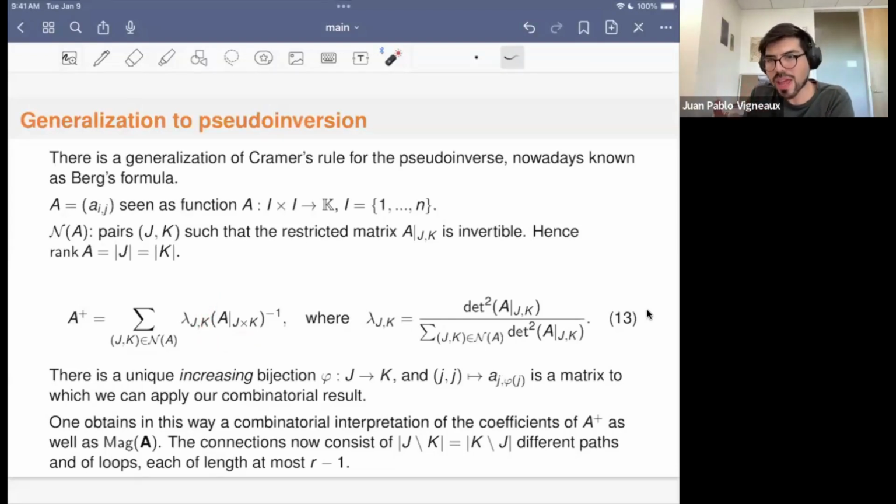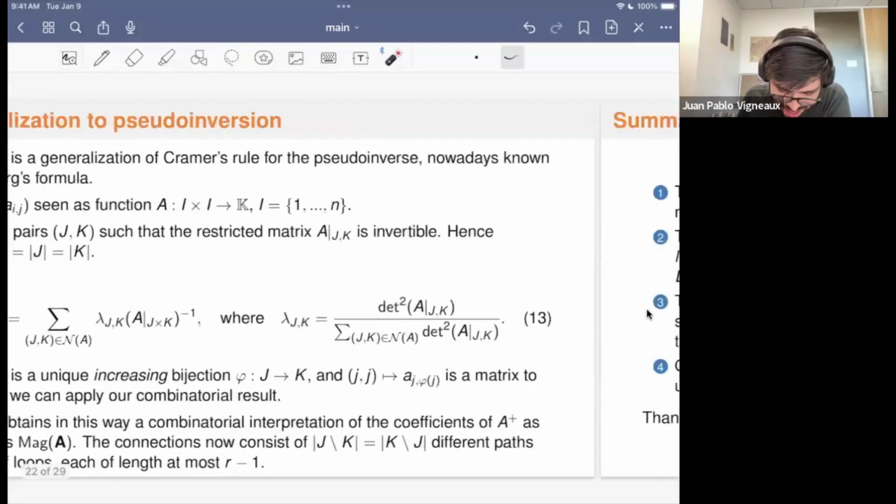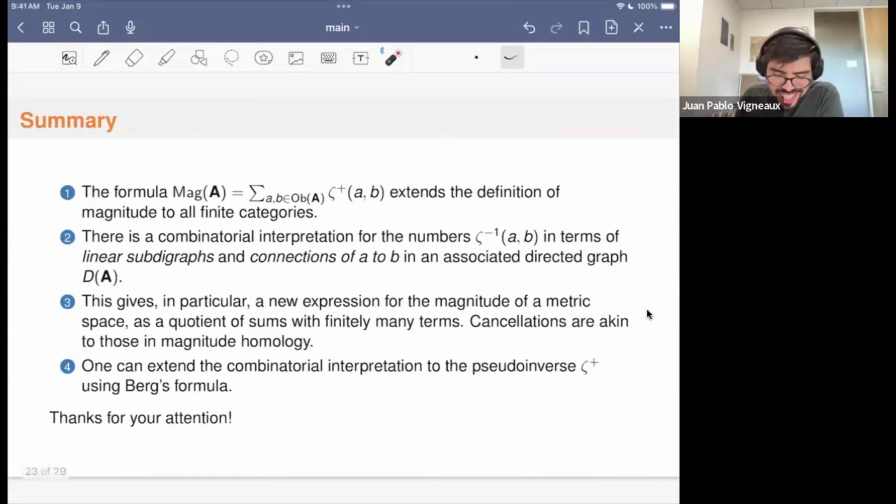And the idea is that by applying this combinatorial interpretation to each one of the invertible submatrices, you get the general combinatorial interpretation. But now things get a bit messier, because now a connection is not just given by one path, it's given by up to R paths, where R is the rank of the matrix. So yeah, there's still something to be done there. But I think that would give the general interpretation that I mentioned. So that's the end of the presentation.